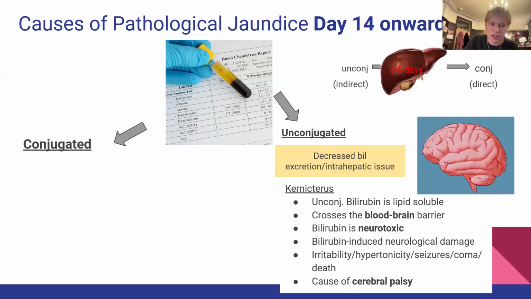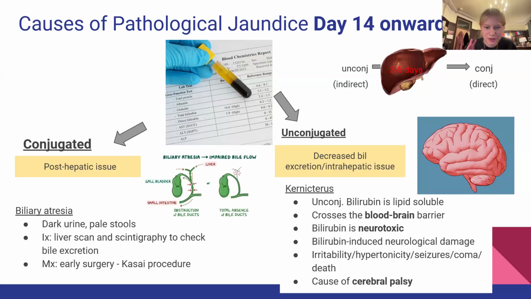Then we're going to talk about the conjugated bilirubin now. So if there's high levels of conjugated bilirubin, if you click again, that is suggestive of a post-hepatic issue. So your liver is able to deal with conjugation. So it's no longer to do with the liver, it's to do with something else that's going on. So if you click again, the main disease you need to know here, or main syndrome, I guess, is after week 2, if you have high levels of conjugated bilirubin, most likely the cause is biliary atresia.